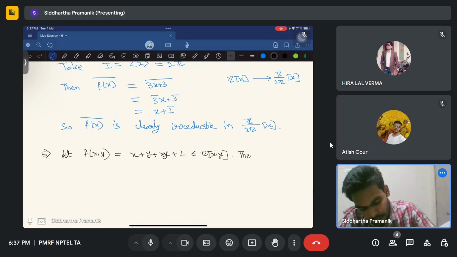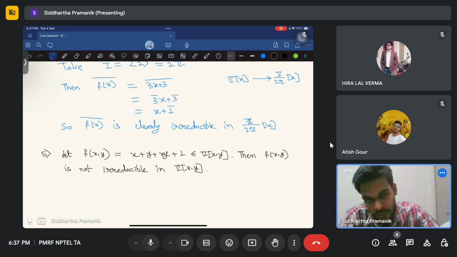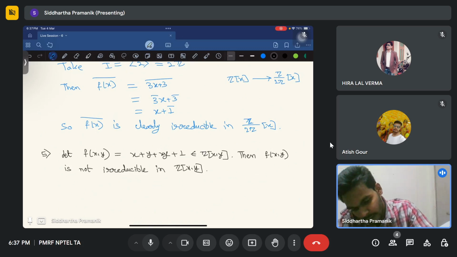Then f(x, y) is not irreducible in Z[x, y]. Okay, so let me write it as an example, not as another problem. Example of 5.